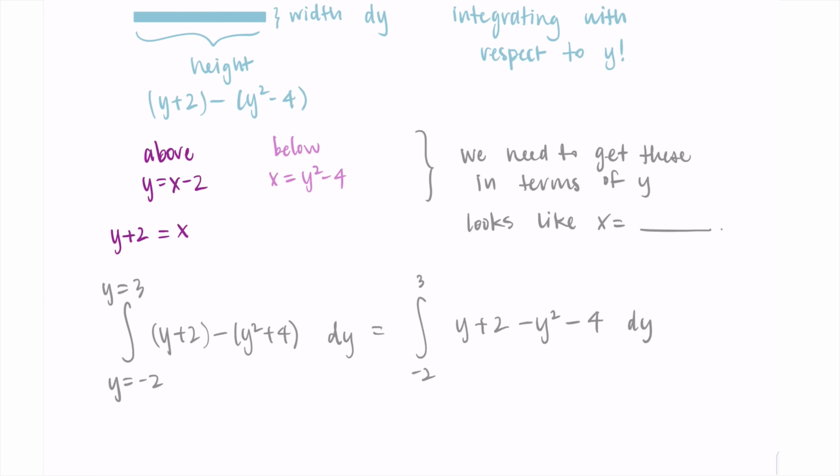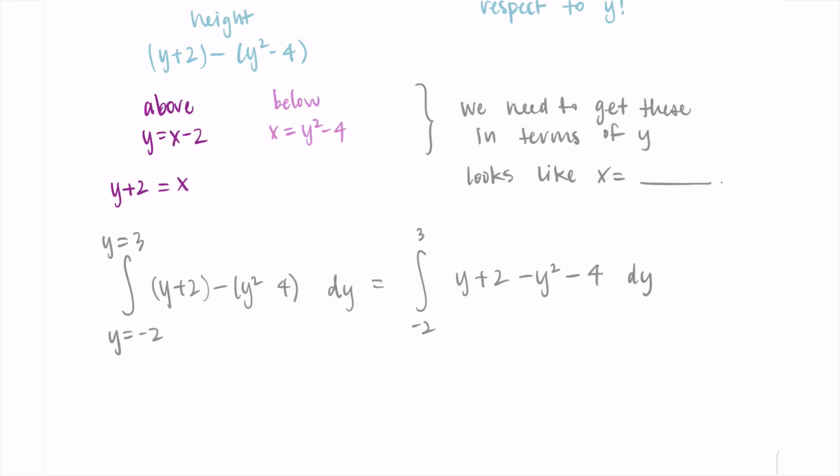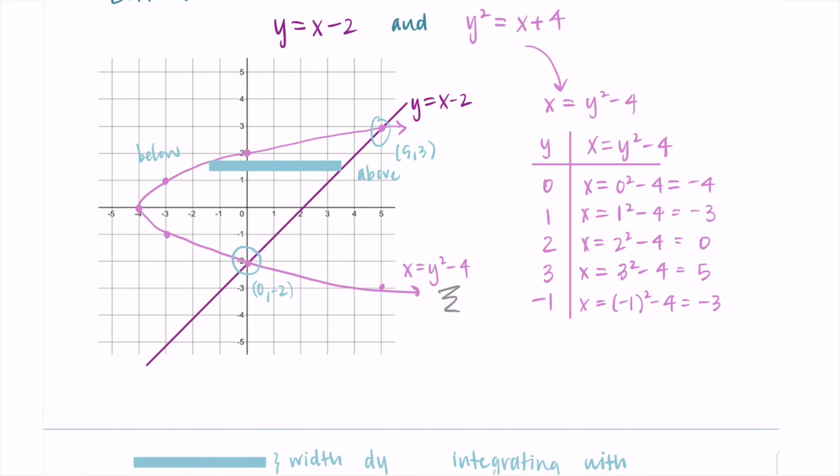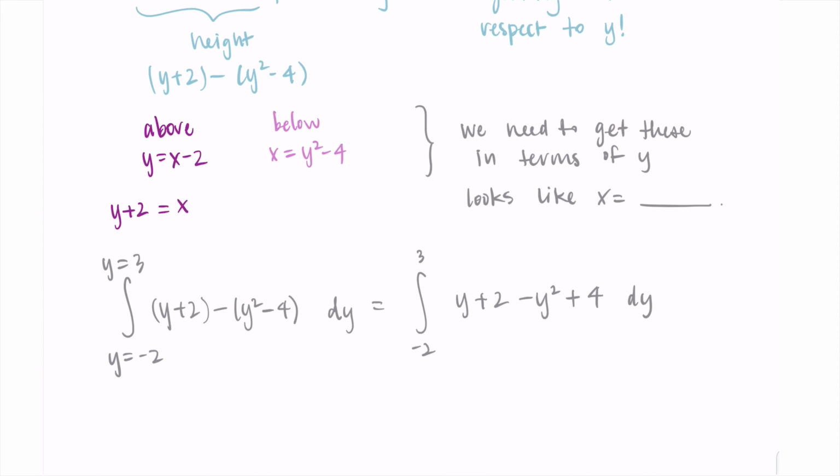Oh shoot. I just saw that I copied this down wrong. So if you're looking back, this should be a y squared minus 4, and then this will become a plus. So I just wrote it down wrong from what we had before. Looking at here, it's y squared minus 4. So it should be y squared minus 4.